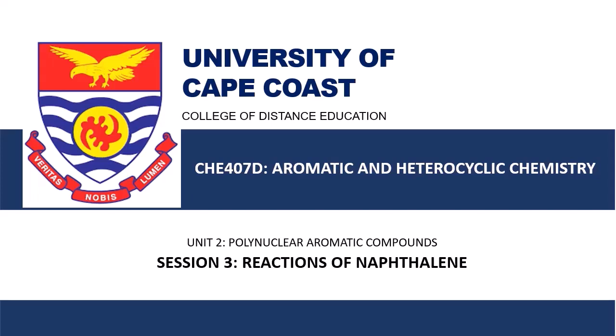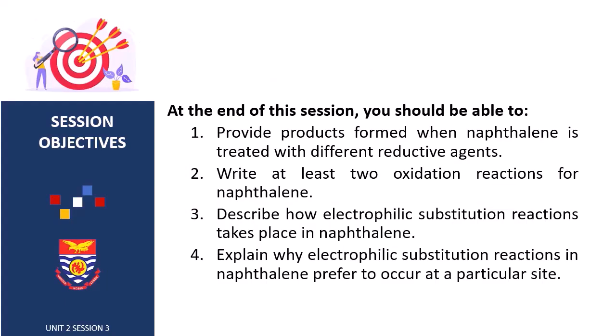Section 3 under unit 2, reactions of naphthalene. At the end of this session, you should be able to provide products formed when naphthalene is treated with different reducing agents, write at least 2 oxidation reactions for naphthalene, describe how electrophilic substitution reaction takes place in naphthalene, and lastly, explain why electrophilic substitution reactions in naphthalene occur at a particular site.